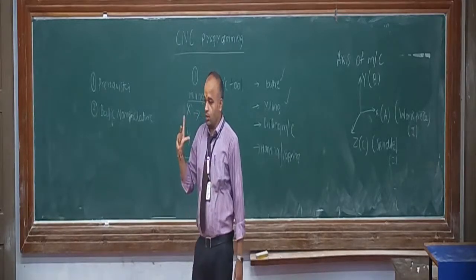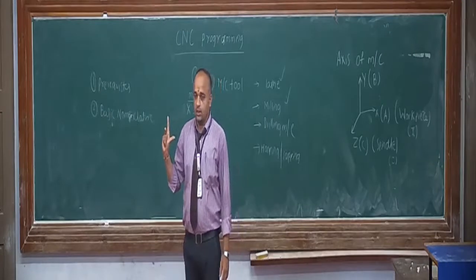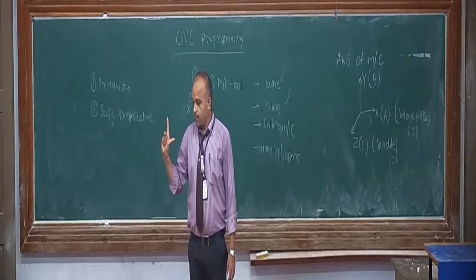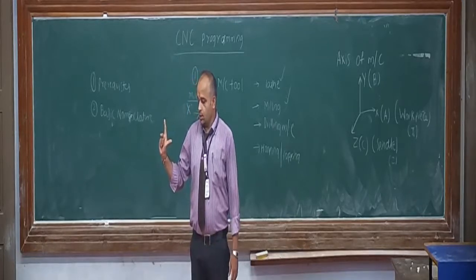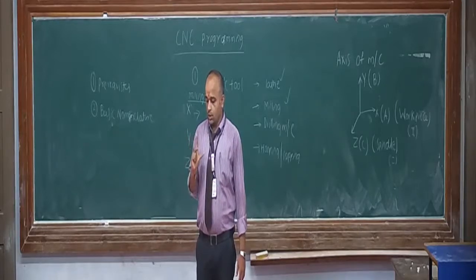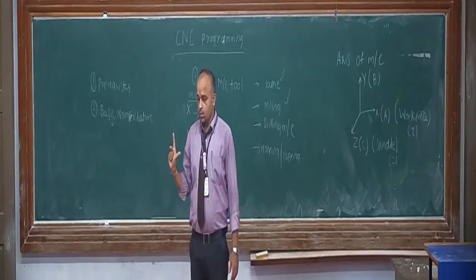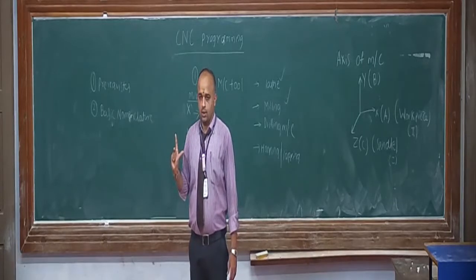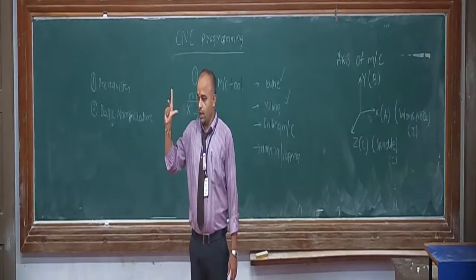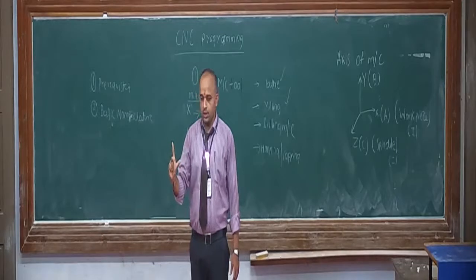So in case of a horizontal milling machine, what is going to happen? Just understand the different translational and rotational motions here. The spindle is going to move like this, that is along positive x, negative x, positive y, negative y, positive z, negative z. I'll just put it once again: positive x, negative x, positive y, negative y, positive z, negative z.